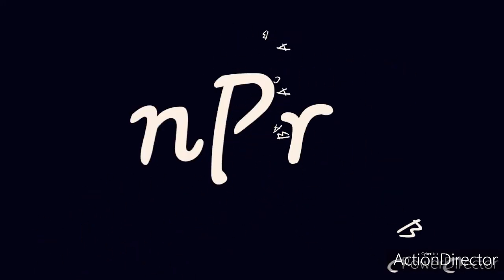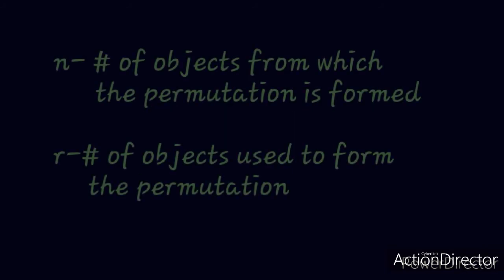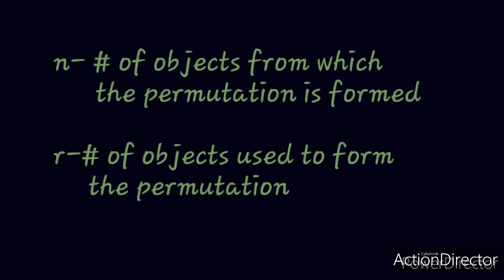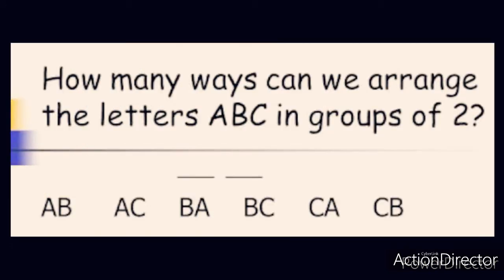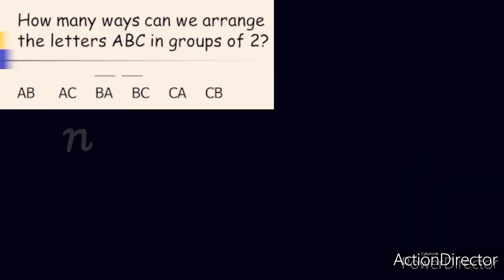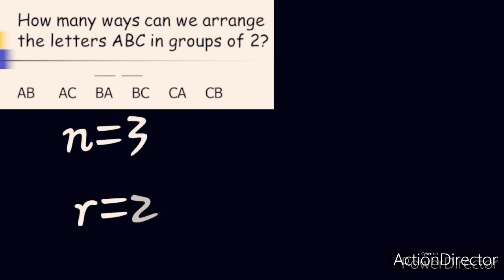Statisticians describe permutations as n distinct objects taken r at a time, where n is the number of objects from which the permutation is formed, while r is the number of objects used to form the permutation. So consider the example from above. The permutation was formed from three letters A, B, and C, so n is equal to 3, and the permutation consisted of two letters, so r is equal to 2.